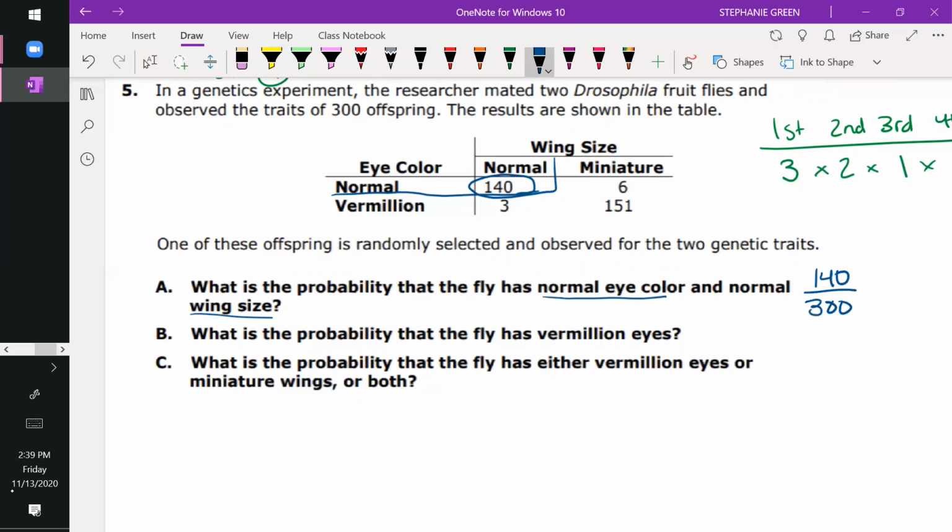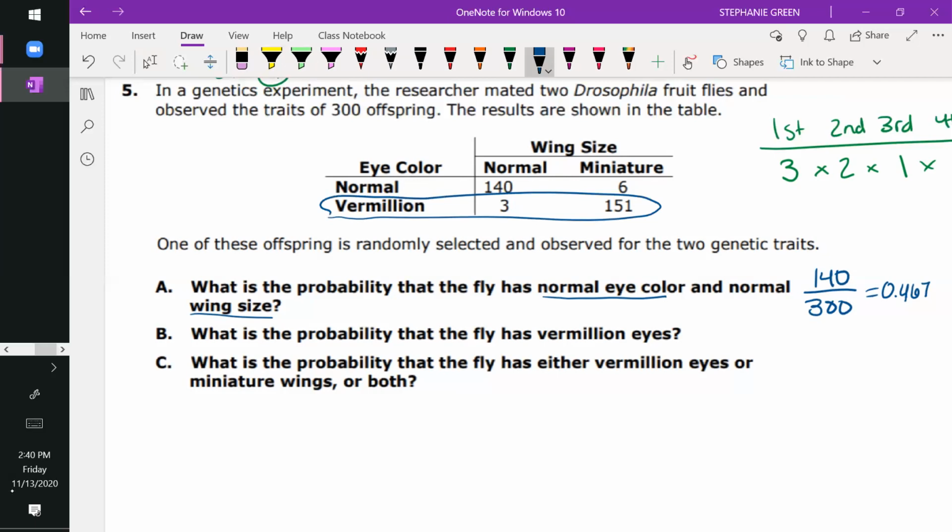And I can put that in a calculator and get that as a decimal. It is 0.4666666 repeating. So about 0.467. Part B, what is the probability that the fly has vermilion eyes? So again, there's 300 total offspring. How many of them have vermilion eyes?